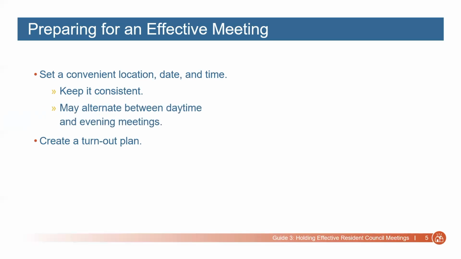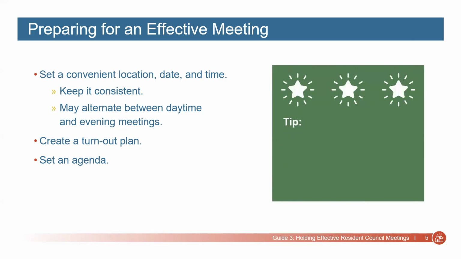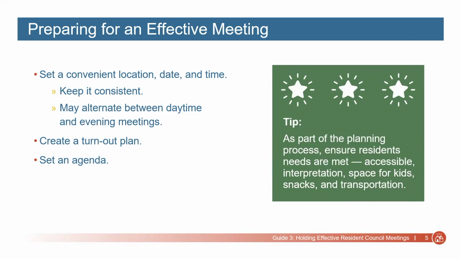Create and implement a plan to turn people out to the meeting. Set an agenda and let people know what's on it in advance of the meeting. Here's a tip. As part of the planning process, ensure residents' needs are met and they can fully participate in meetings. This may include ensuring that the space is accessible, that there is interpretation, a space for kids to color, snacks, and transportation.